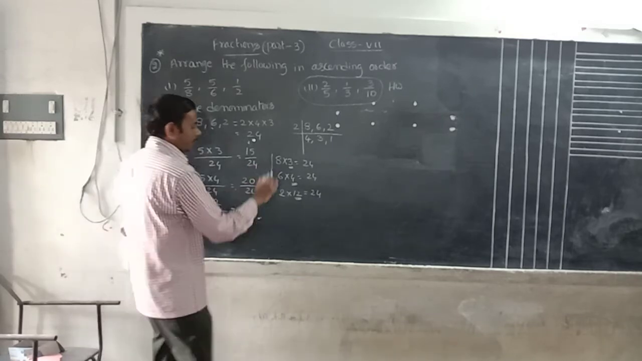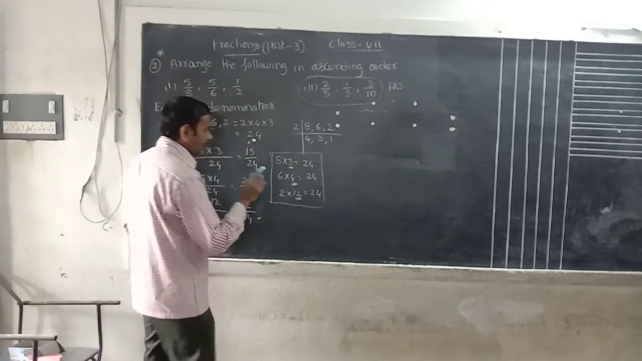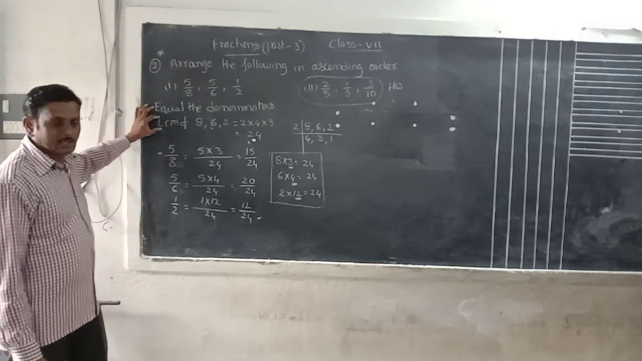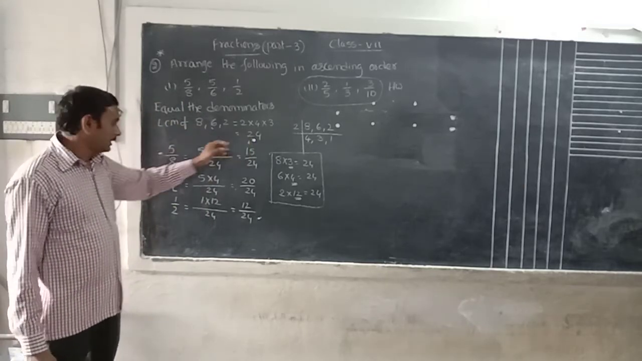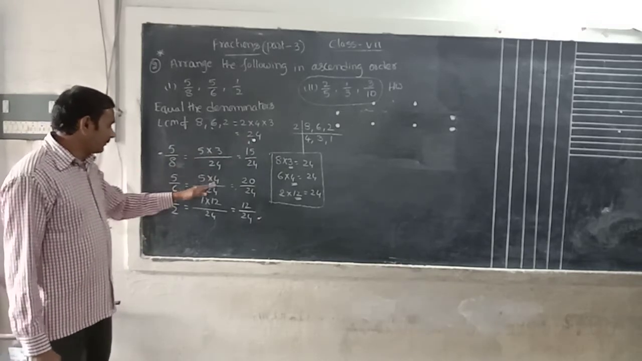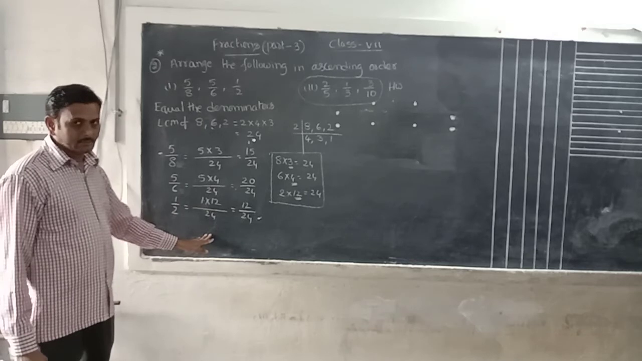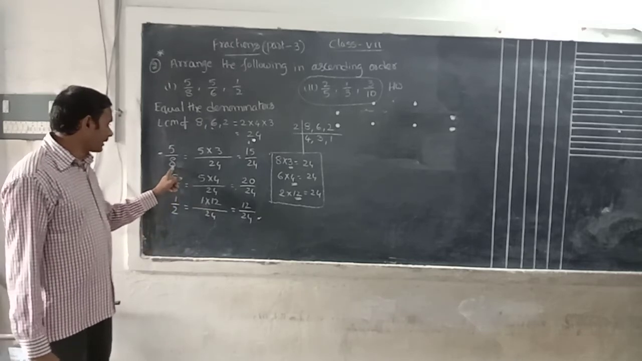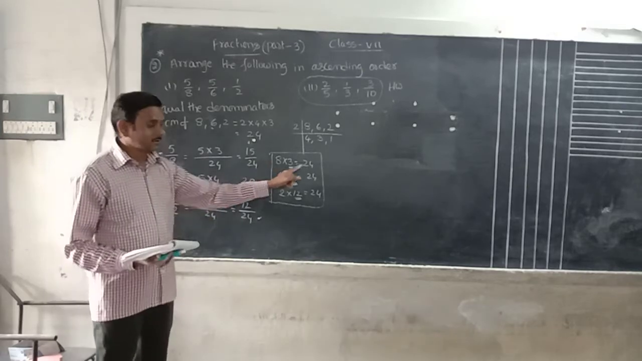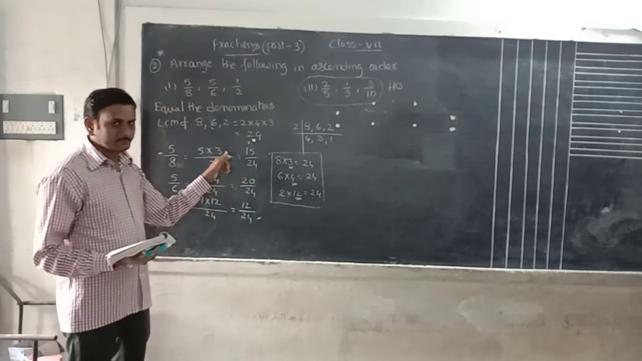I think all of you have understood this method. The first method is equalizing the denominators. Take the LCM of the denominators. We got LCM 24, so each denominator converts into 24. 8 converts into 24 by multiplying by 3. 8 threes are 24, so multiply 3 into the numerator.